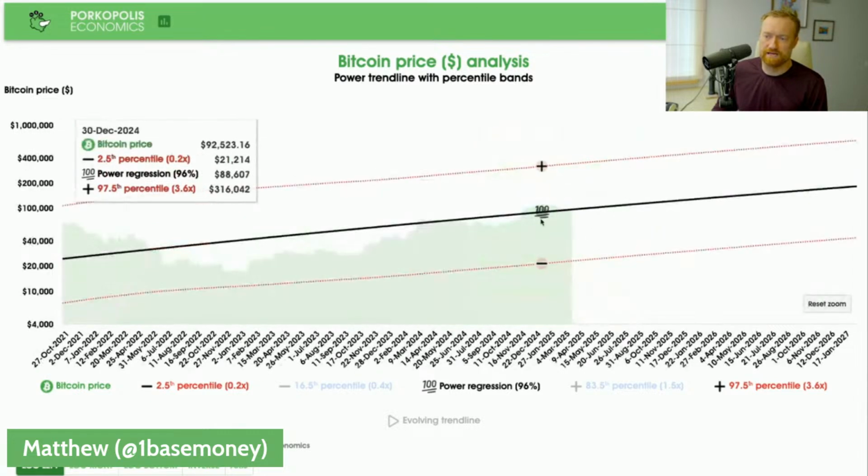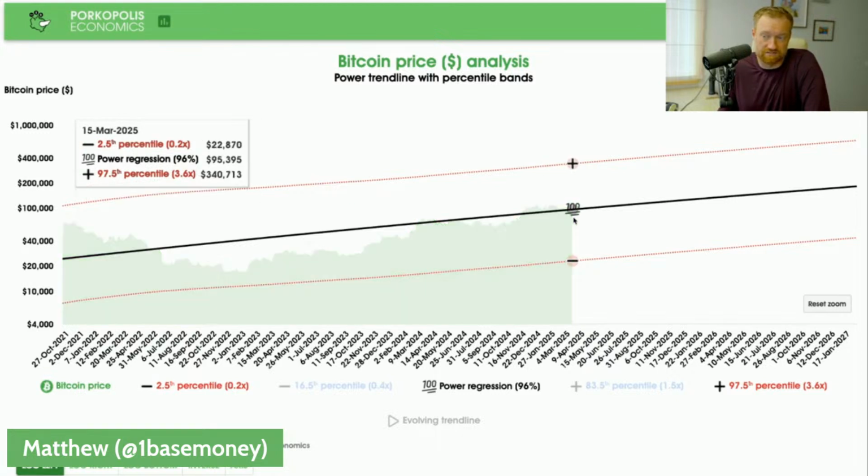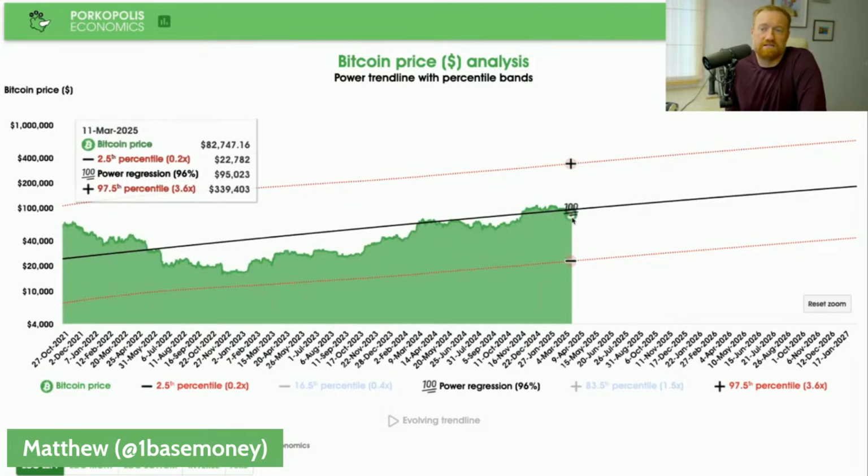And again, what's the point of the red lines? It is to draw a multiple, or figure out a multiple, that over time has shown to be very rare error on the upside and the downside. So on the downside, see the 2.5 percentile, it means 2.5% of observations are below this red line. The multiple is 0.2x. And what's the x? What's the multiple on? It's on the regression itself. So 0.2 times 95,000 is the trend line. That will get us to 22,000.